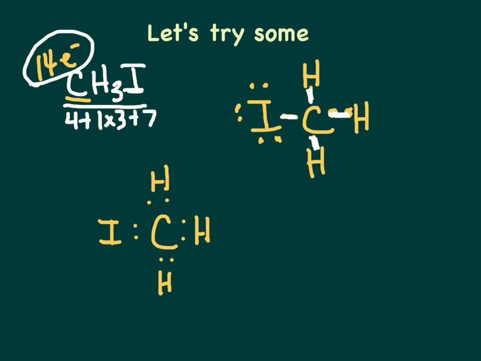And then step 6 says count all the octets. If all the elements do not have a full octet, then we need to share. If we look around here, this carbon in the center has 2, 4, 6, 8. You might say, well, that's sharing with those. I know, but they're sharing. And so that has 8 around it. This has 8 around it, and each of these have 2. We've just drawn our first Lewis dot structure for a covalent compound.